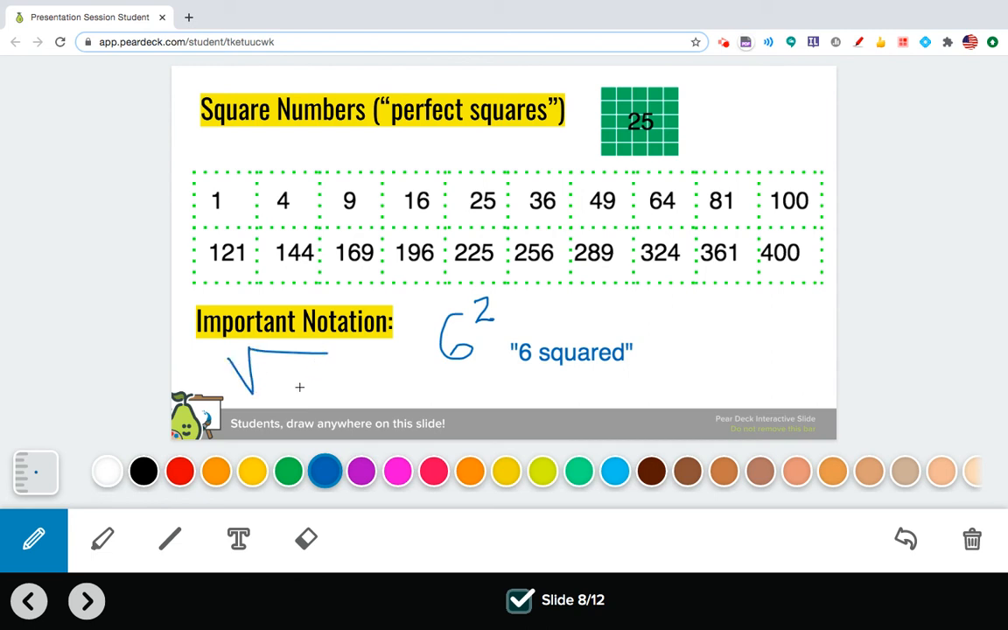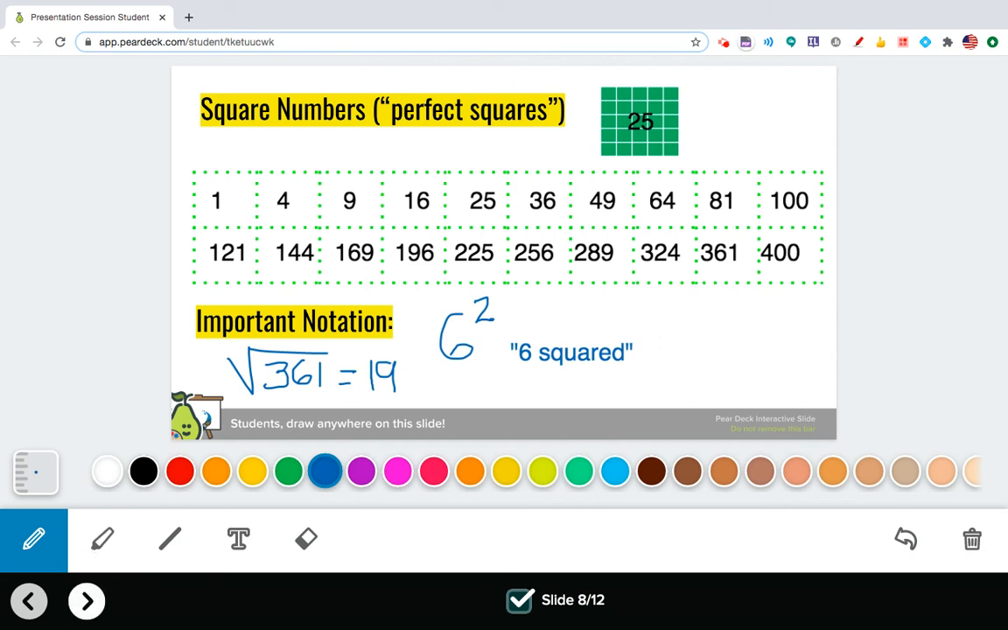This symbol means the square root. So if I said to you, what is the square root of 361? Well, you could use a calculator, but if you have your perfect squares memorized, you just look up at your chart, right? And you'd say, okay, if 20 squared is 400, this one must be 19 squared. So the square root of 361 is 19.